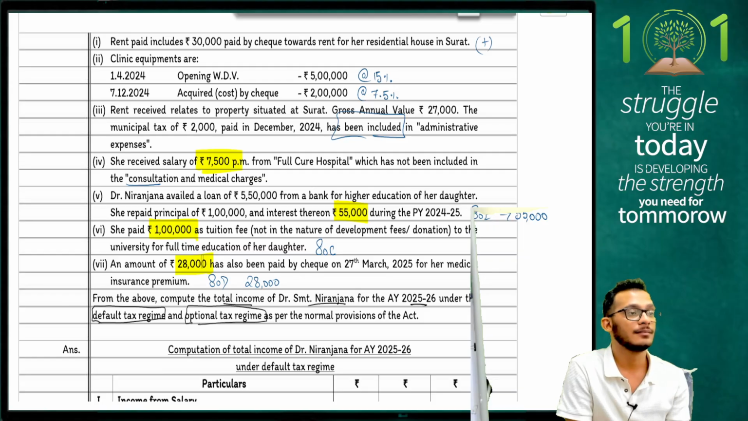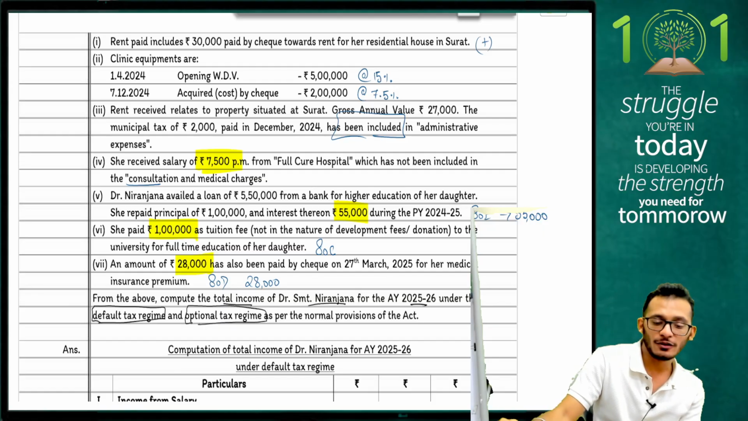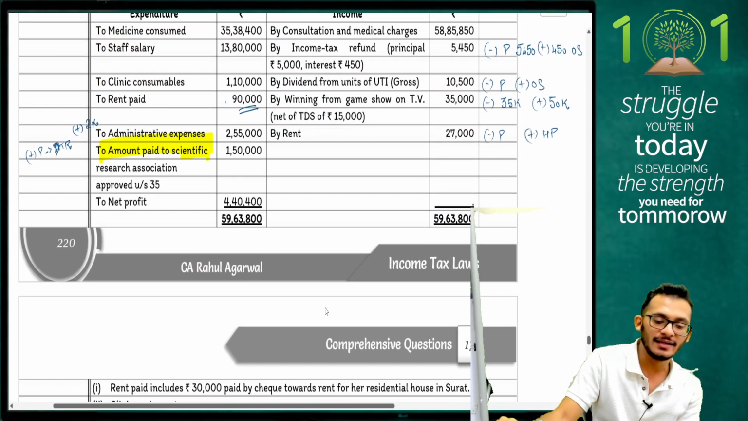On the top of your mind, people, what will I start with? Which head? I will start with salaries. Then I will do HP. Then I will do PGBP. Then I'll do CG, पता है मेरे को, CG है कहाँ question में. Then I'll do income from other sources. We have dividends, we have winnings, everything is there.